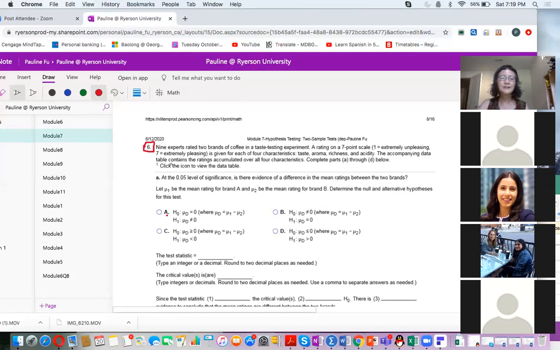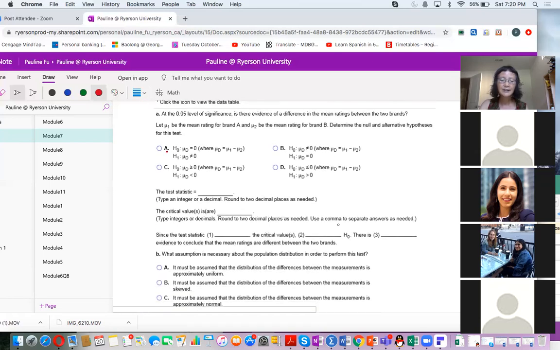Let's read this question. 9 experts rated 2 brands of coffee in a taste testing experiment. A rating on a 7-point scale, 1 extremely unpleasant, 7 extremely pleasant, is given for each of 4 characteristics: taste, aroma, richness, and authenticity. The accompanying data table contains the ratings accumulated over all 4 characteristics. Complete A and D.